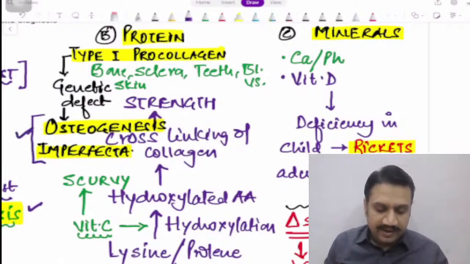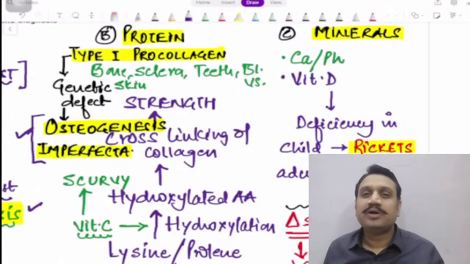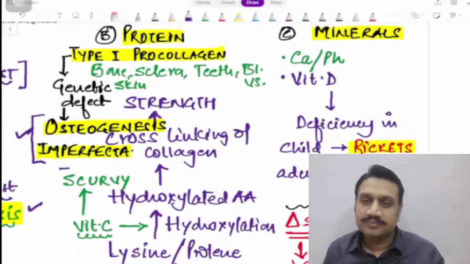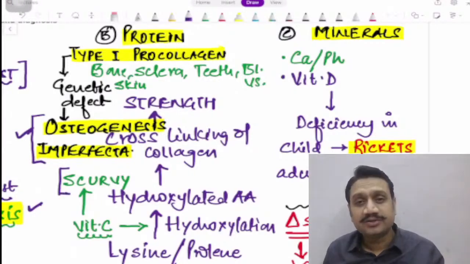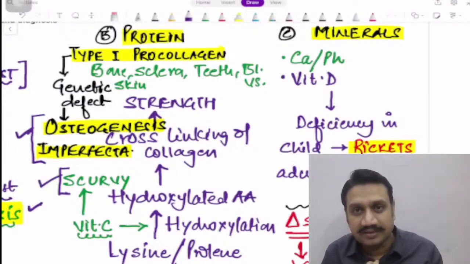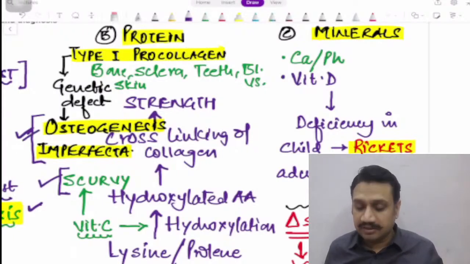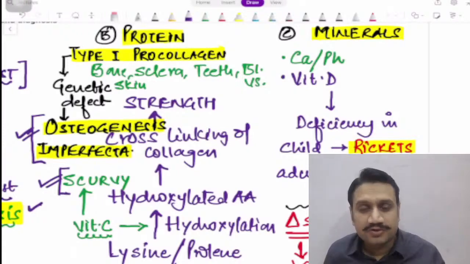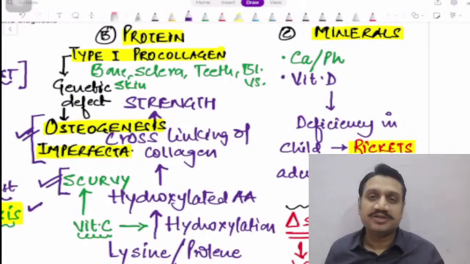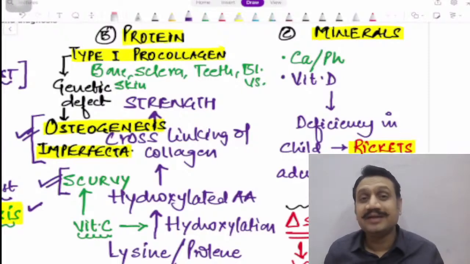So OI and scurvy. So type 1 procollagen nutritional problem, scurvy, and the genetic disorder is osteogenesis imperfecta. Okay. Number 3, the mineral component. The minerals making the bone, the calcium, the phosphorus, and for their transportation, for their resorption, for their regulation, what we need is vitamin D.